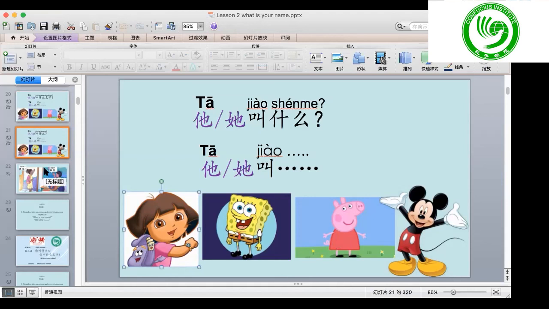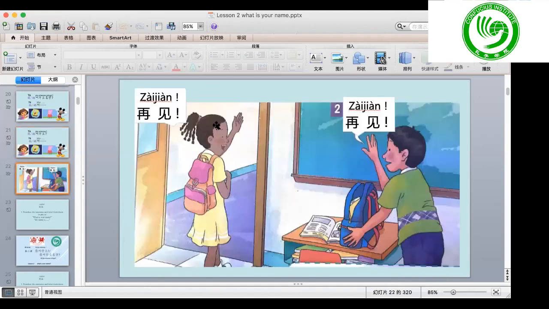很好。So what we've learned today, we've learned after the greeting to each other, 你好，你好。Then how to ask the name. What's your name? We have two ways, but both of them are okay. 你叫什么名字？我叫 Dora. Or you can say 你叫什么？ That's it. 你叫什么？我叫 Dora. Okay? Now is the time to say 再见, goodbye.